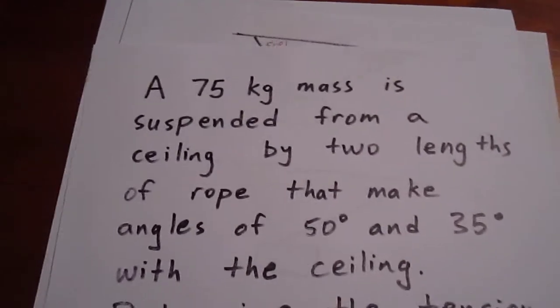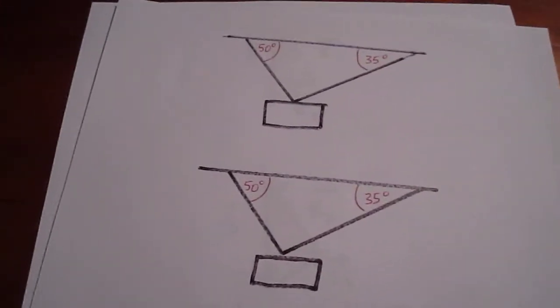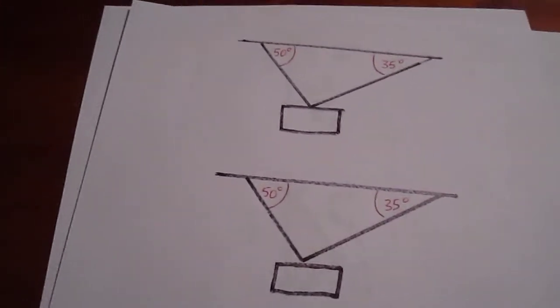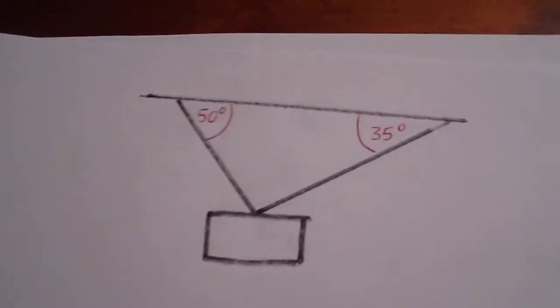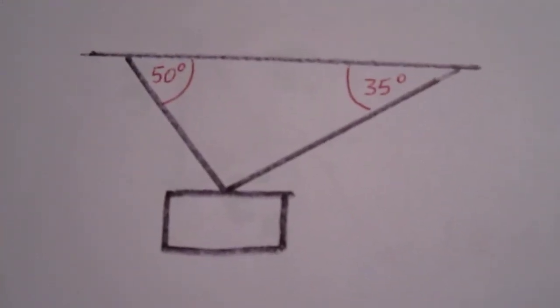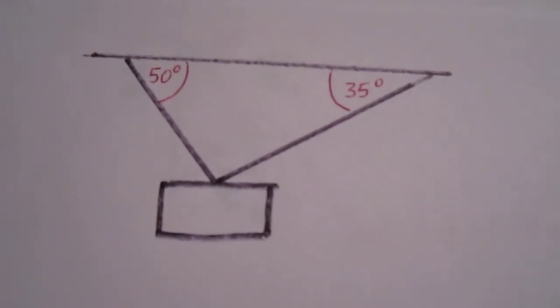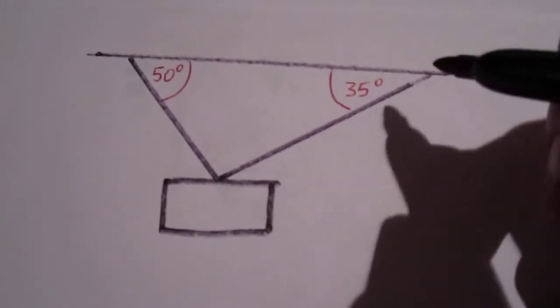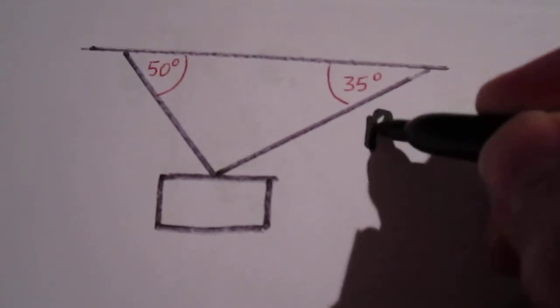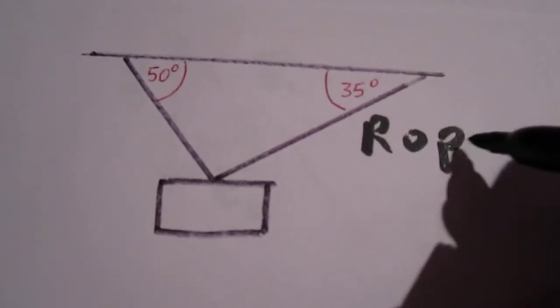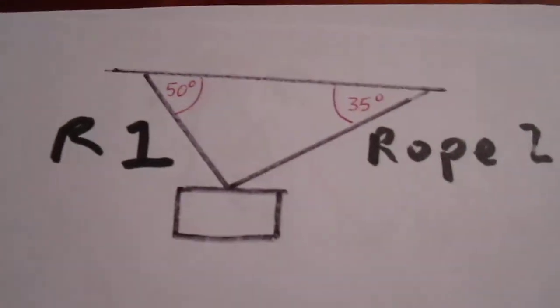So, the first step that we do is to draw a representation of the ropes with the weight. The ropes are making 50 degree and 35 degree angles. And I'm just going to suggest that this will be rope 2 and this will be rope 1. I'll just call it R1 for now.